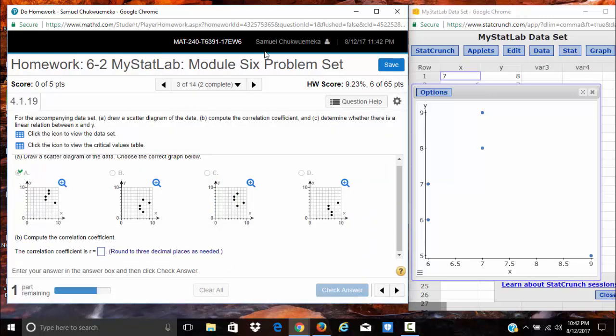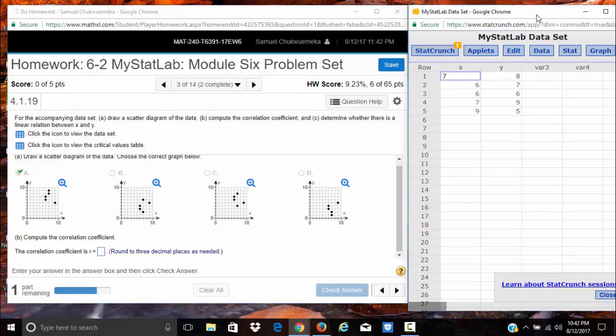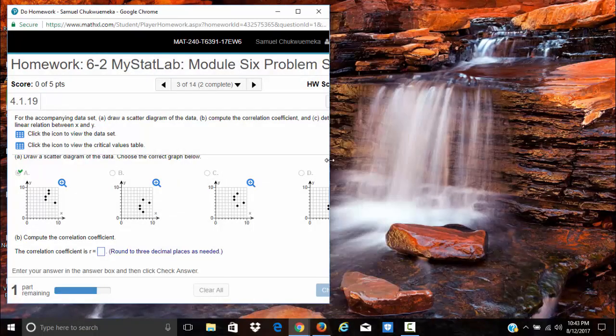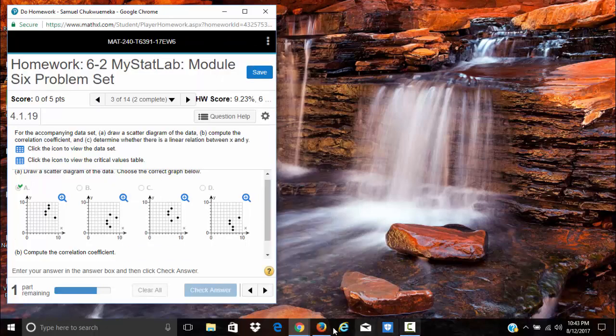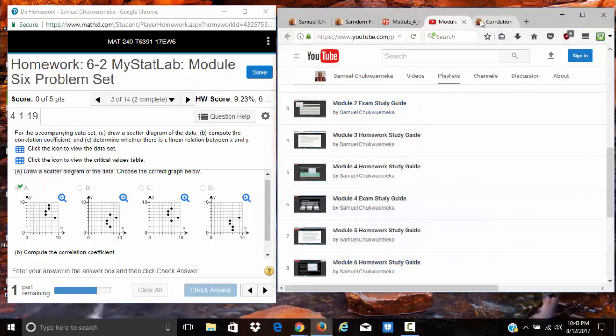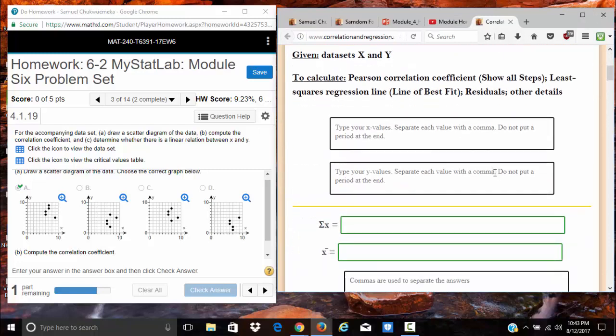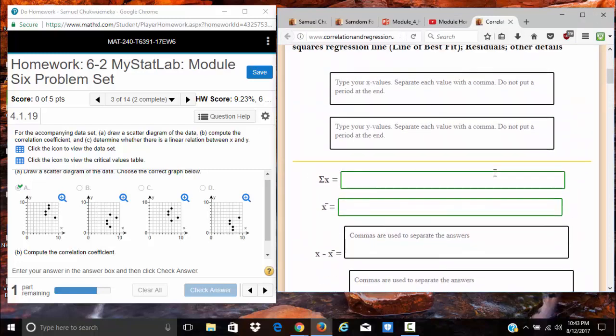Compute the correlation coefficient. So this is what we're going to do here. I'm going to close this and open up my calculator. You can use the first formula or the second formula, it doesn't matter.